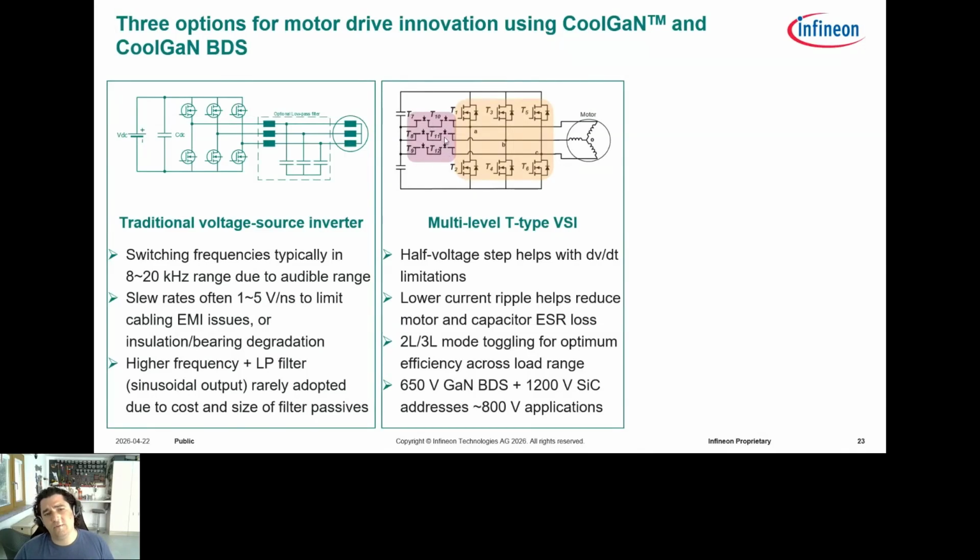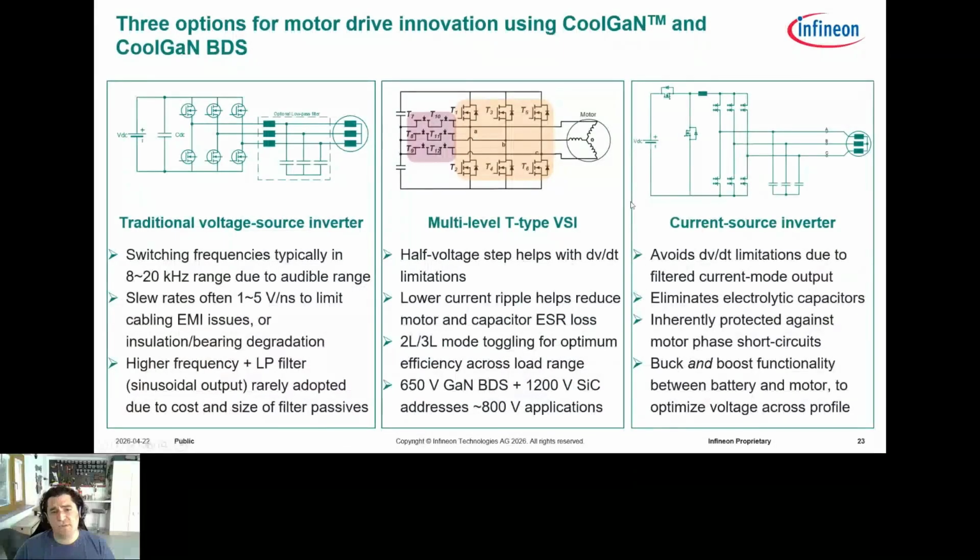And here also, because it's multi-level, you can use 650 volt rated bidirectional switches for these horizontal legs here, and still run with an 800 volt battery and apply 800 volts to the motor, because they're only switching half that voltage. So these switches in that case would be 1200 volt SiC MOSFETs, and you have the 650 volt bidirectional switches here. So this is a very interesting direction for traction inverters.